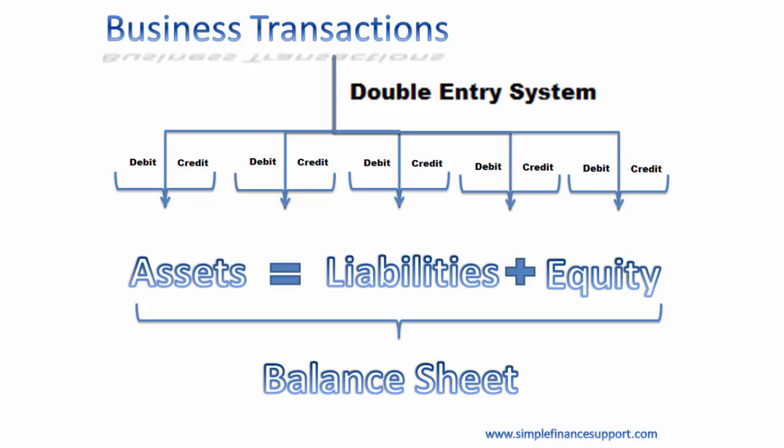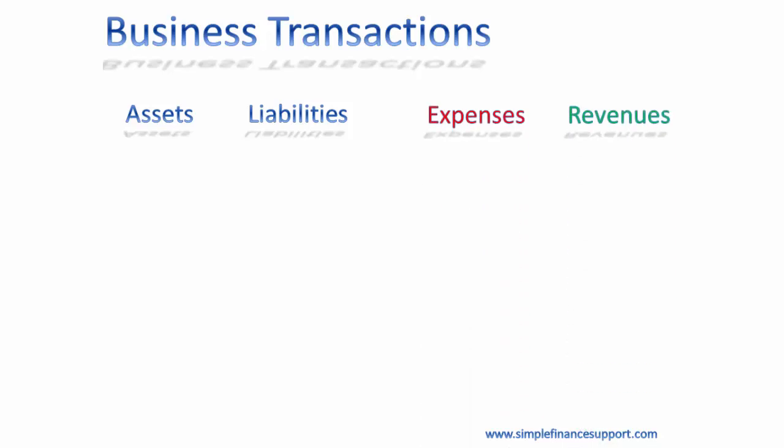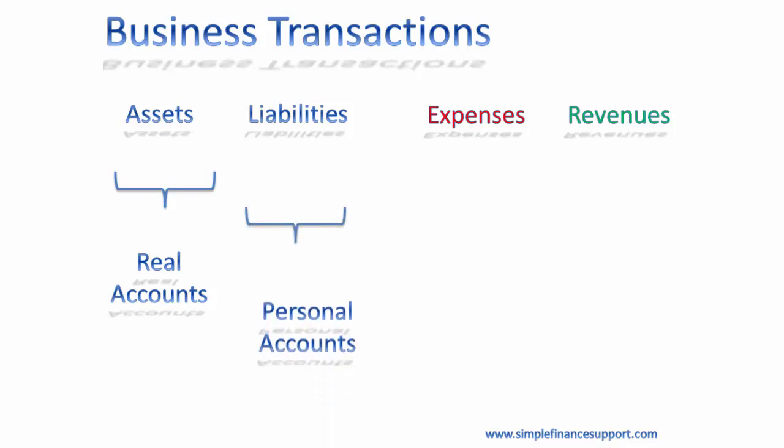Again, here the concept is double entry system, right? Every transaction has double entry, with debits and credits. Okay, so let us look closely at what is happening here. Assets, liabilities, expenses, revenues. Now we are going into the accounting terminology. Assets are treated as real accounts, liabilities are called personal accounts, and expenses and revenues are called nominal accounts.